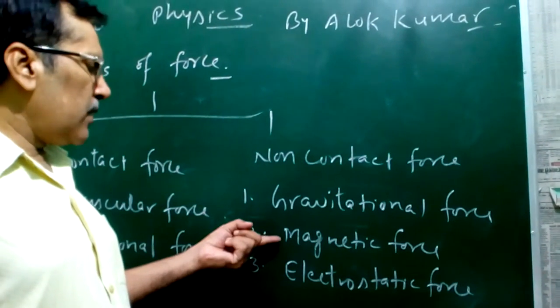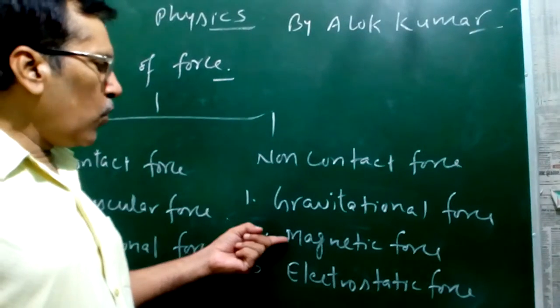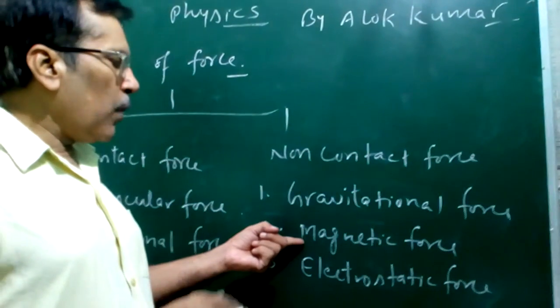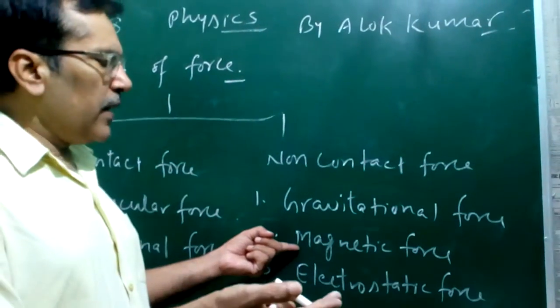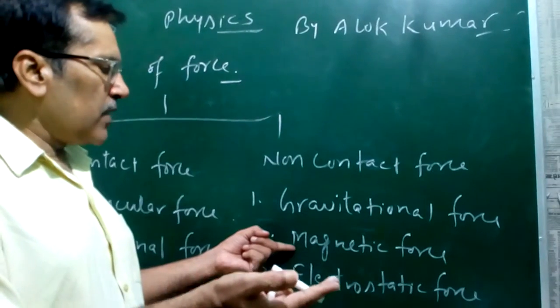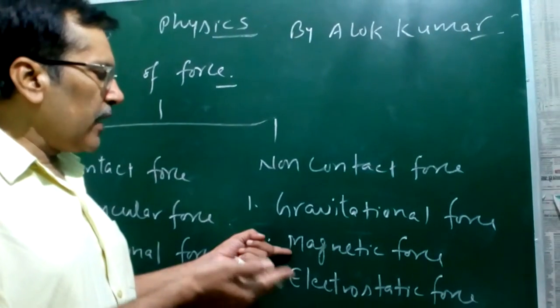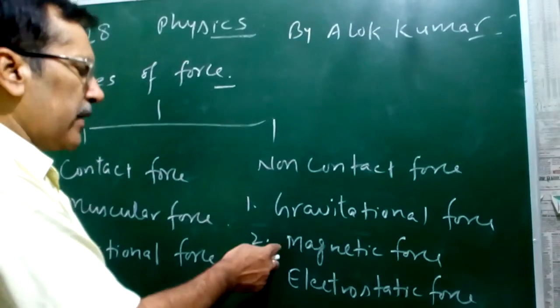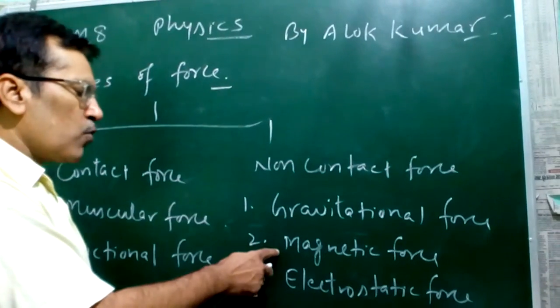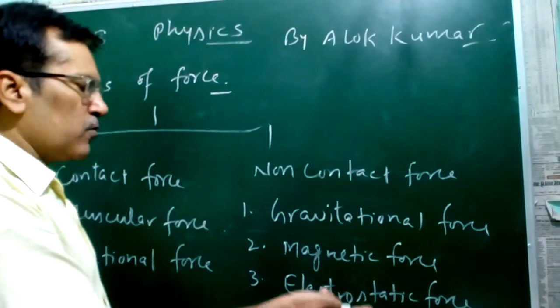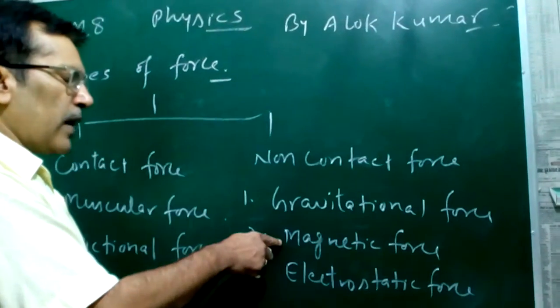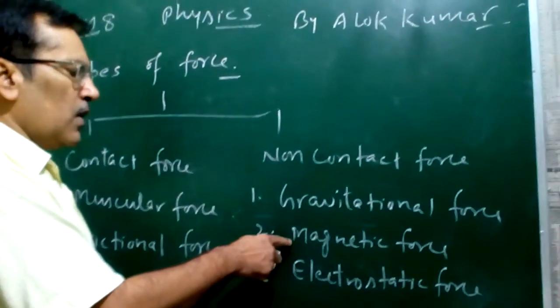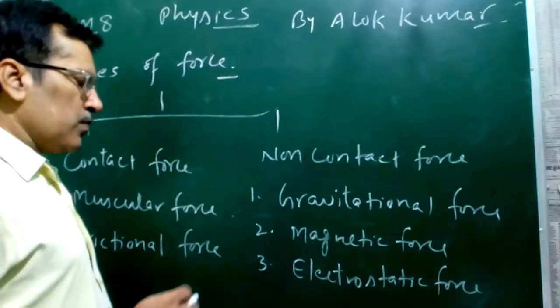Example second, the magnetic force. The force exerted by a magnet upon other magnetic materials, such as iron, nickel, and cobalt, is called magnetic force. This force also acts upon another magnet, by which the process of attraction and repulsion is observed. Such a force is called magnetic force.